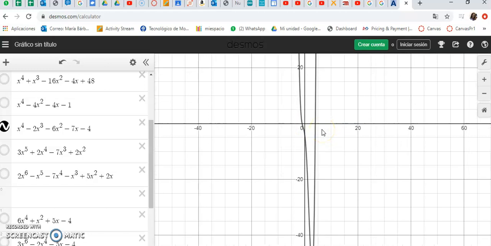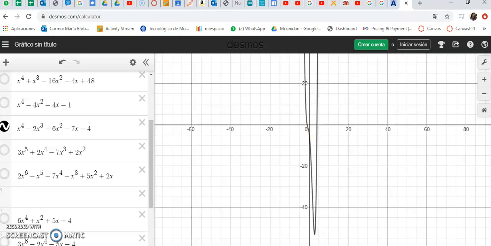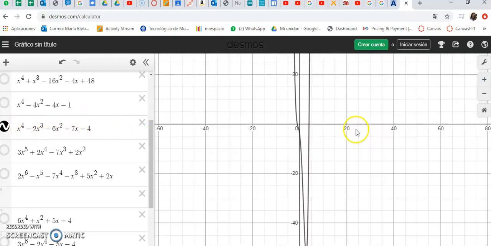Let me get closer. Well, first the behavior. As this is an even number degree and the leading coefficient is positive, it is raising to the left and also raising to the right, as you can see. Now, let's check the 4 roots that we have to find. And let me show you here.